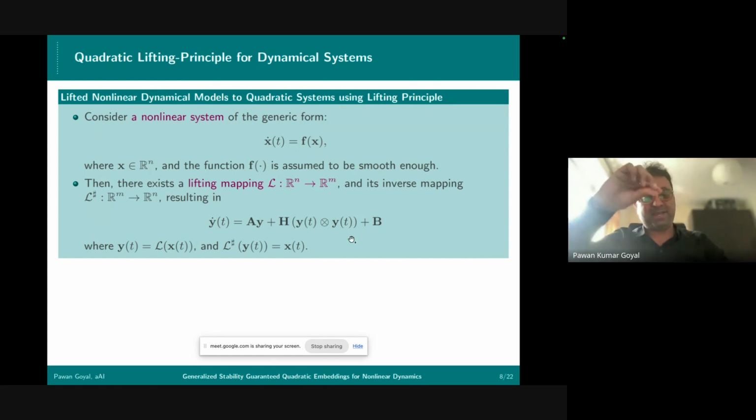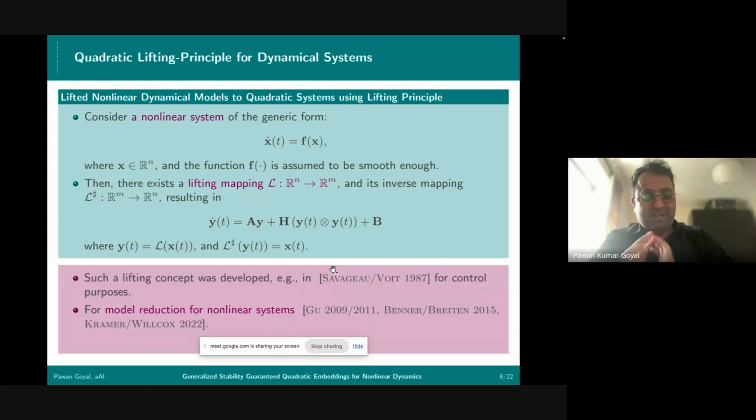And I can also come back from the y to x back. So all the dynamics actually will transit only as a quadratic in the different space, which is actually in the y. This kind of principle was developed initially in 1987, I think, which you can track in the perspective of control systems, where we want to design a control system for nonlinear dynamical systems.